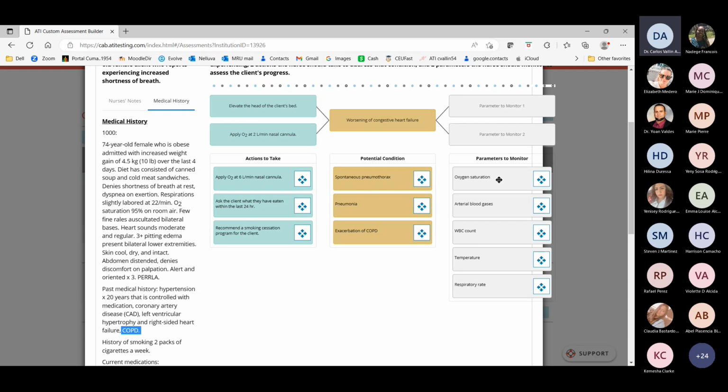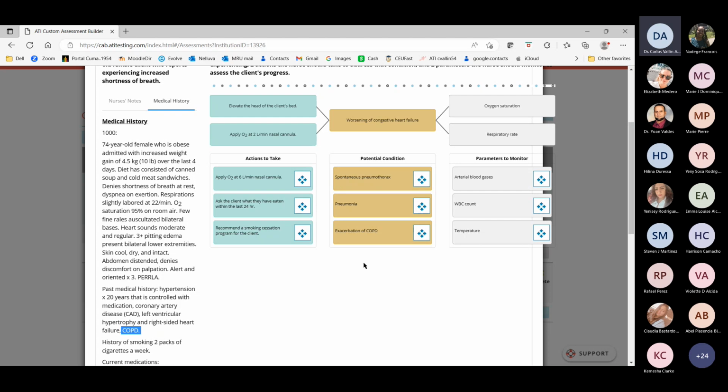If you didn't understand my explanation, ask me, okay? So O2 saturation is pertinent, is good from my point of view. White blood cell count. Has the patient an infection? No. Temperature. Has the patient an infection? No. Respiratory rate? Yes, because the patient has a respiratory problem. So that's the first way of solving this clinical scenario, okay?